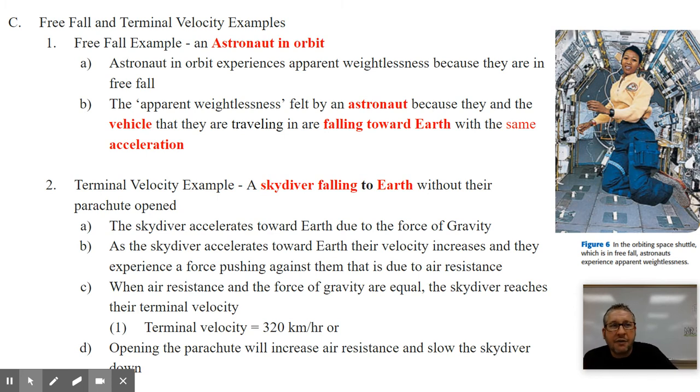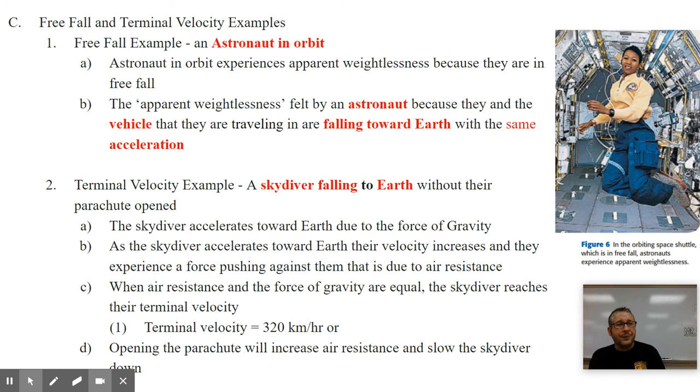Going back to the skydiver falling to Earth without a parachute open, the skydiver accelerates towards Earth due to gravity. As the skydiver accelerates, their velocity increases and they experience a force pushing against them. If you've ever had your hand out of a car window, when you're going slow, the wind isn't so crazy, but as soon as you start picking up speed, you have a greater amount of air resistance impacting your hand, and sometimes it's louder and harder to hold your hand out there.